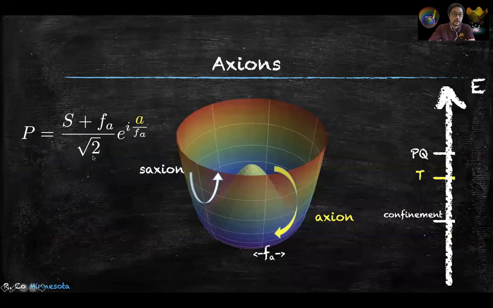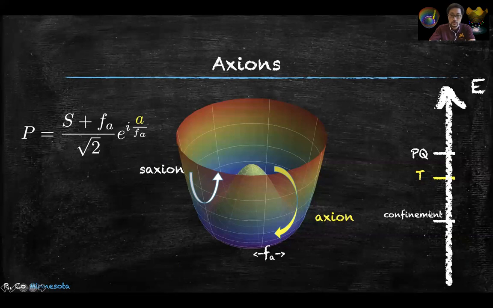Let me first define the notations. Here, what I'm showing is the potential of a complex field P that breaks the Peccei-Quinn symmetry. Specifically, there's a radial mode and the angular mode. The angular mode is the axion. The radial mode, we don't have a specific name for it, so we call it the saxion to borrow the language from supersymmetric axion theories, even though we don't always have to assume supersymmetry.